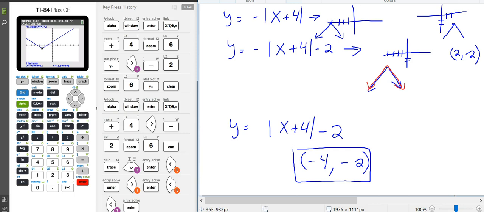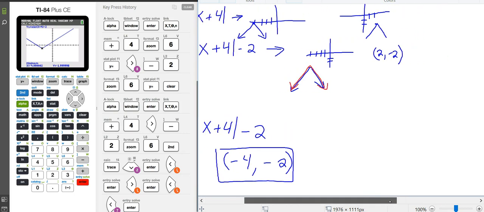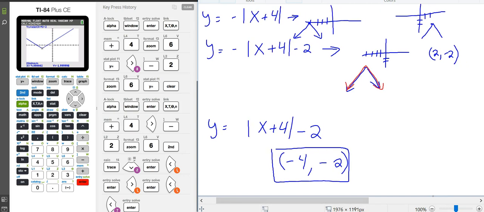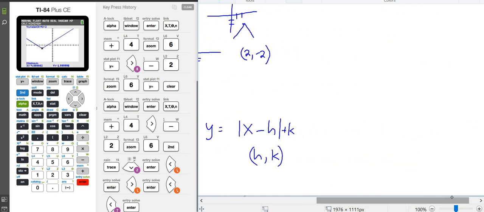Another thing you want to know is that all absolute value functions are in the form y is equal to the absolute value of x minus h plus k, where h comma k is the vertex, either the minimum or the maximum. So let's say we have an equation, y is equal to the absolute value of x minus 4 plus 1. You would know automatically the vertex is 4 comma 1.